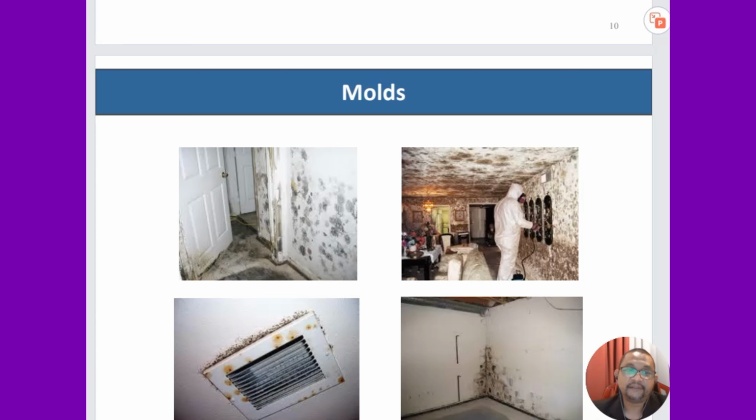Occupant activities like cooking and hobbies like painting, drawing, and using solvents for crafts can help release VOCs. Another source comes from moisture and dampness: leaky roofs or plumbing, and condensation.